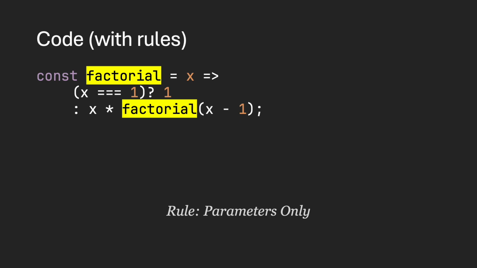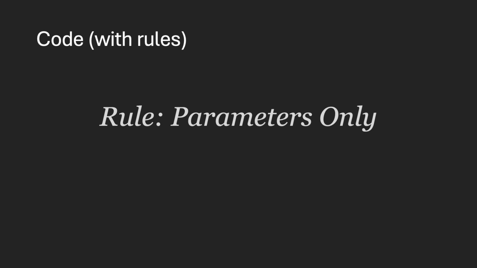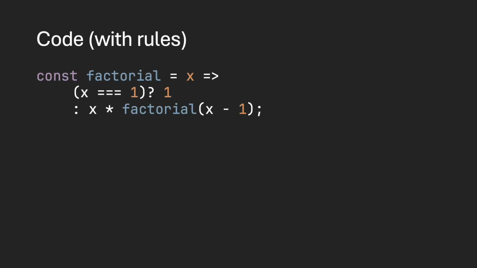But that might leave you asking, if we're only allowed to use parameters inside the function definition, how do we call the function inside itself? Does this rule mean that we can't have recursion? Well, let's go back to our code and take a look. First, let's try making our code satisfy the rule.